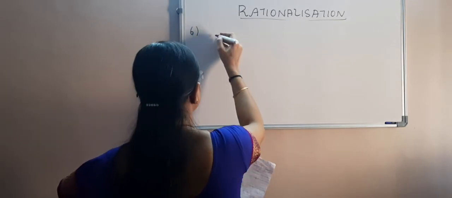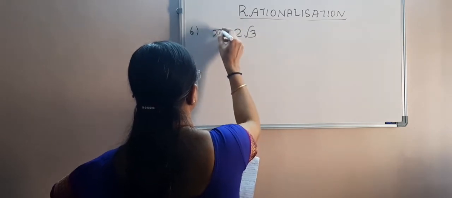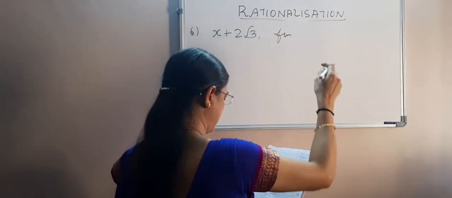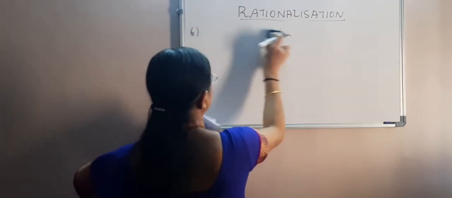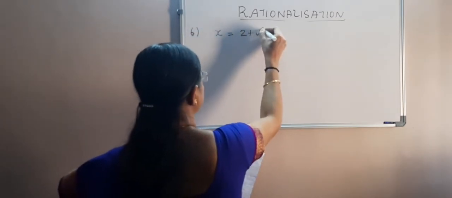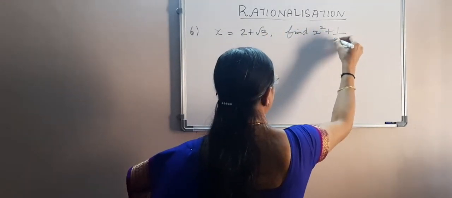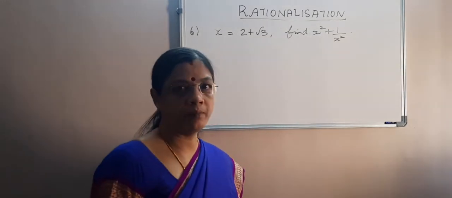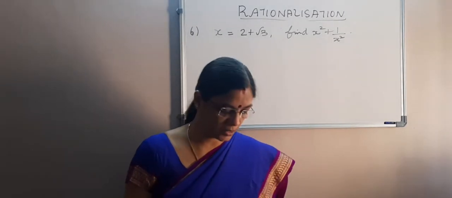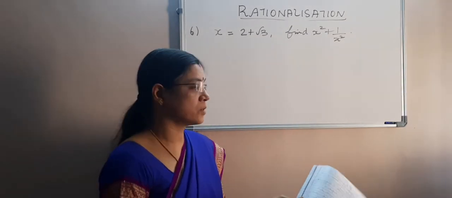Now the next one is x plus 2 root 3. Now x plus 2 root 3. Sum is x is equal to 2 plus root 3. You need to find x square plus 1 by x square. So this is your problem, and you are given x and you need to find x square plus 1 by x square. In these types of problems you just need to remember where that x square plus 1 by x square comes from.